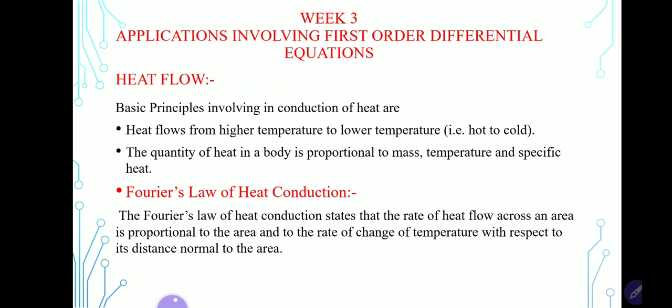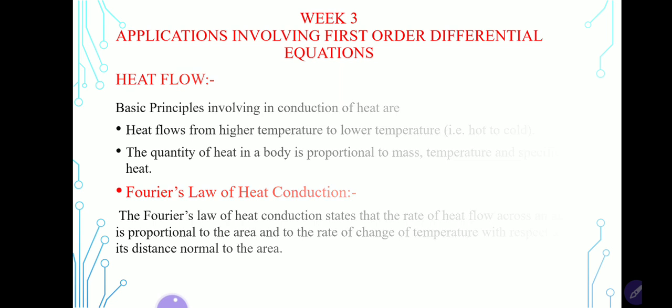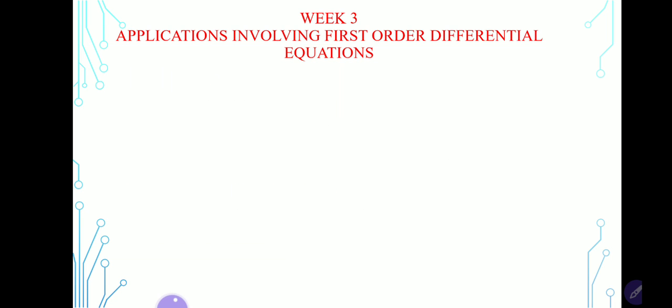Suppose Q calorie per second is the constant quantity of heat flowing radially through the surface of a pipe. Then using Fourier law of heat conduction we can write Q is proportional to area into temperature gradient, that is, Q is equal to thermal conductivity into area into temperature gradient.